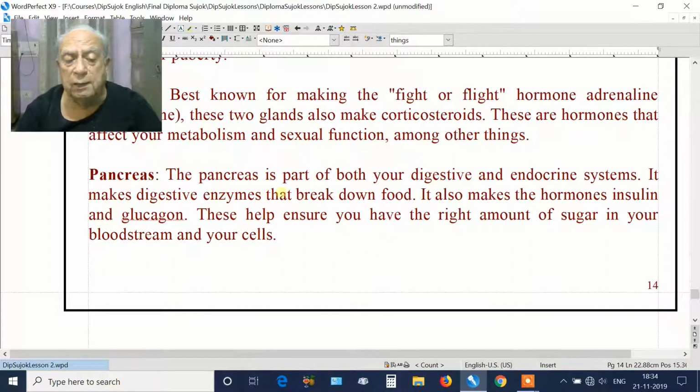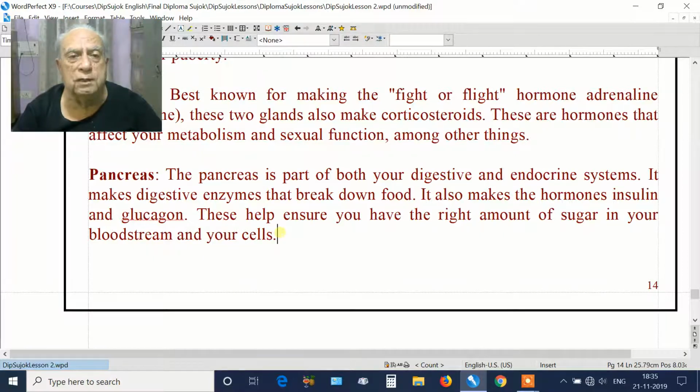Pancreas. The pancreas is part of both your digestive and endocrine system. It makes digestive enzymes that break down food. It also makes the hormones insulin and glucagon. These help ensure you have the right amount of sugar in your bloodstream and your cells. So the pancreas produces insulin. Insulin keeps the balance of sugar in your body. If the right quantity of insulin is produced, there is the right amount of sugar in your body.